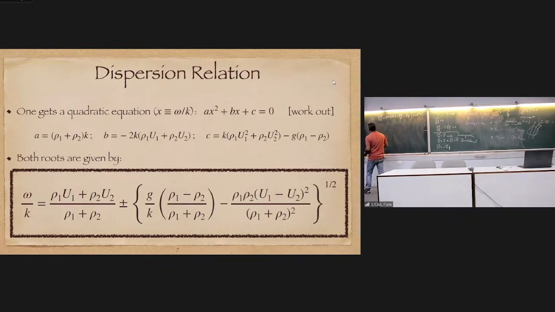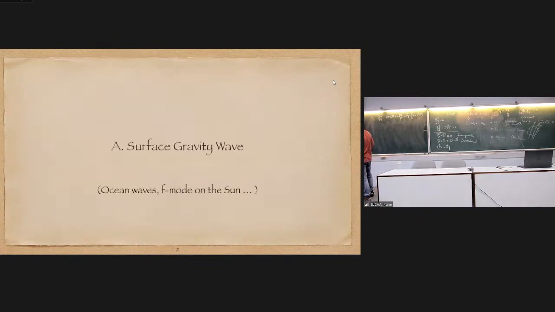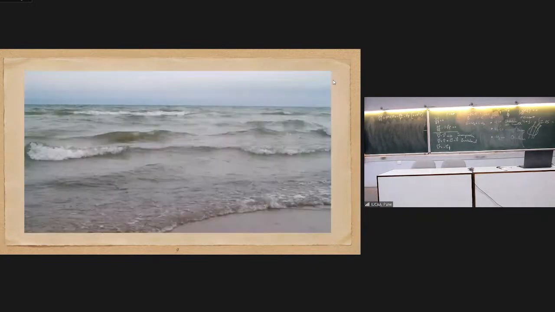Okay. So, let's look at some pictures. Surface gravity wave. Okay. Examples of ocean waves, f modes on the sun. Yeah. Those are all examples of surface gravity wave. This is the wave. What is the dispersion relation? You set u1 equal u2 equal 0. Practically, you can say rho 2 equal to 0.